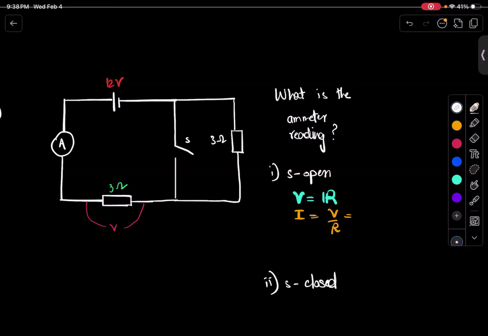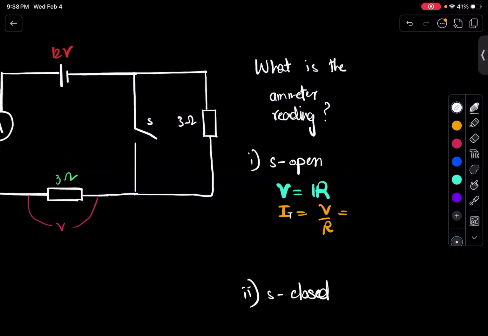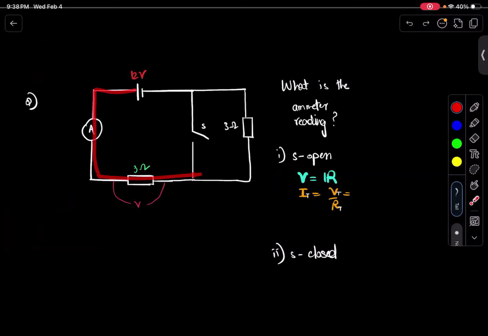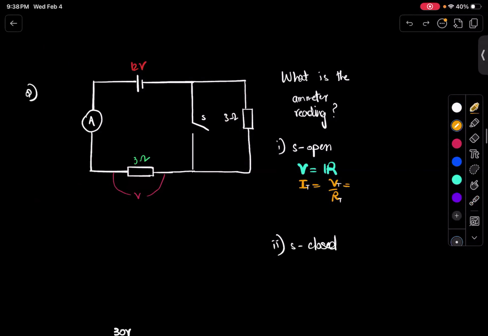Now, remember, because current is always total in this case, you have to take the rest of them as total as well. So I total is equal to V total over R total. To calculate the total current, you always need the total voltage in that junction and the total resistance in that junction. Because we're talking about the total current of the entire circuit, we have to consider the total resistance of the entire circuit and the total voltage. Total voltage is 12 volts. And what is the resistance? 3 plus 3, 6 ohms. So 2 amperes is the total current that is passing through this circuit.